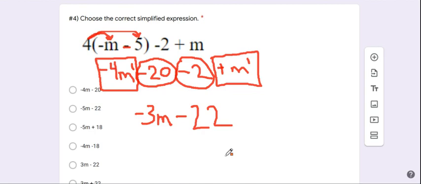Are these like terms? No, they're not, right? This has an m in it. This has no m. This is my final simplified expression. And so I'll look through the list and choose the answer that has negative 3m minus 22.